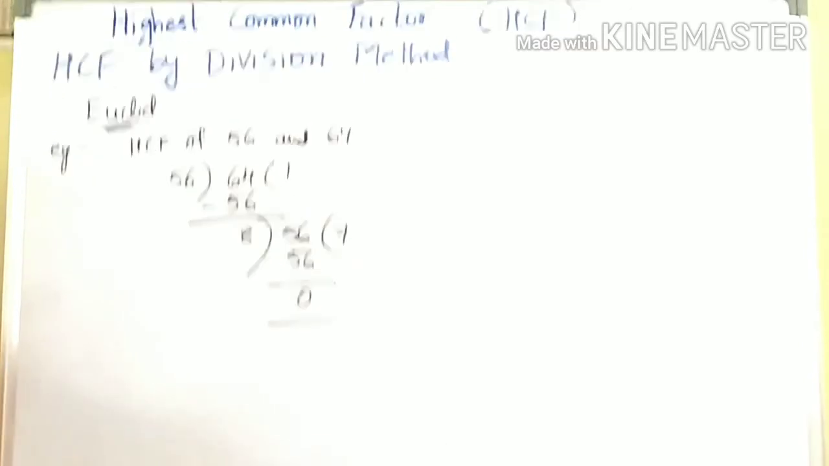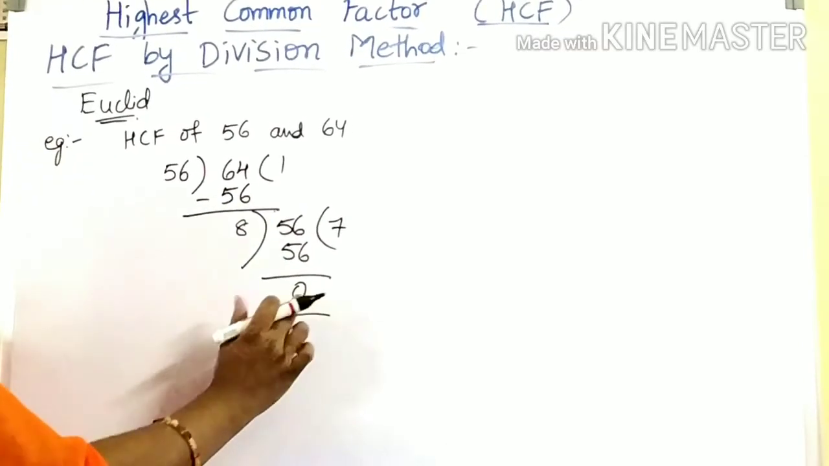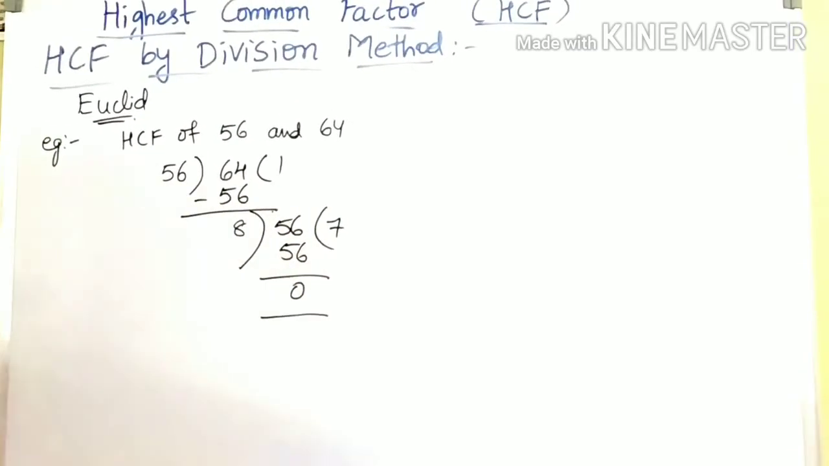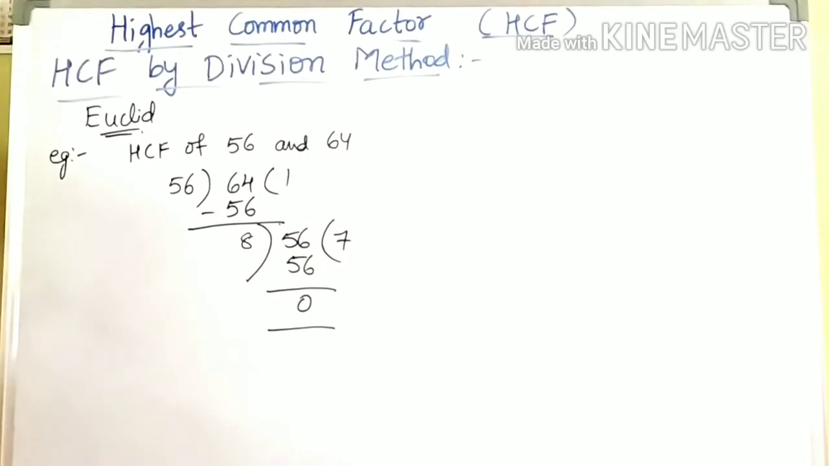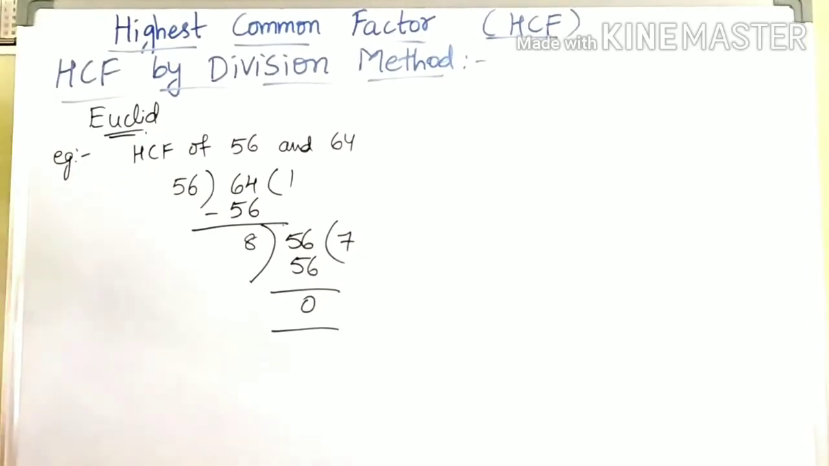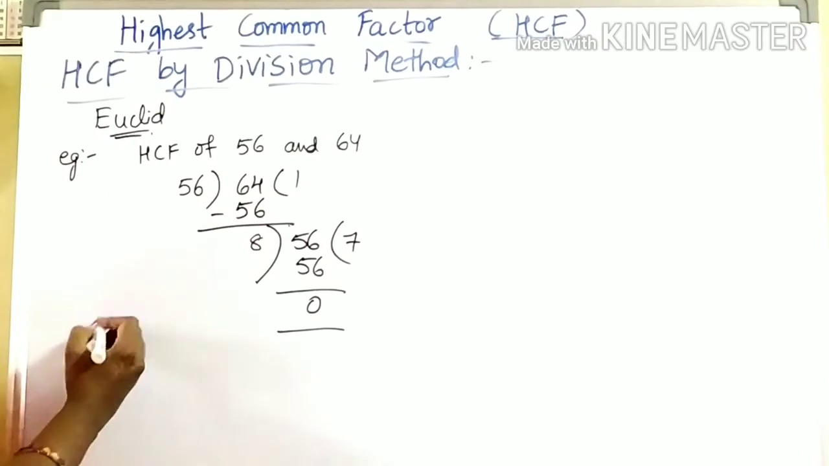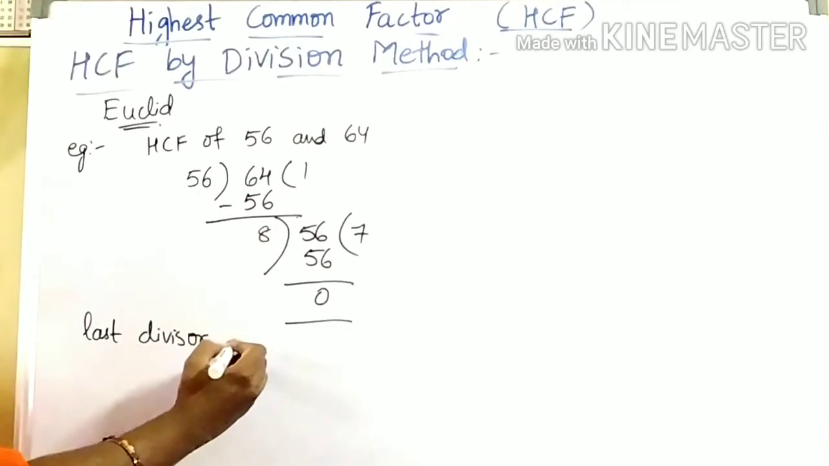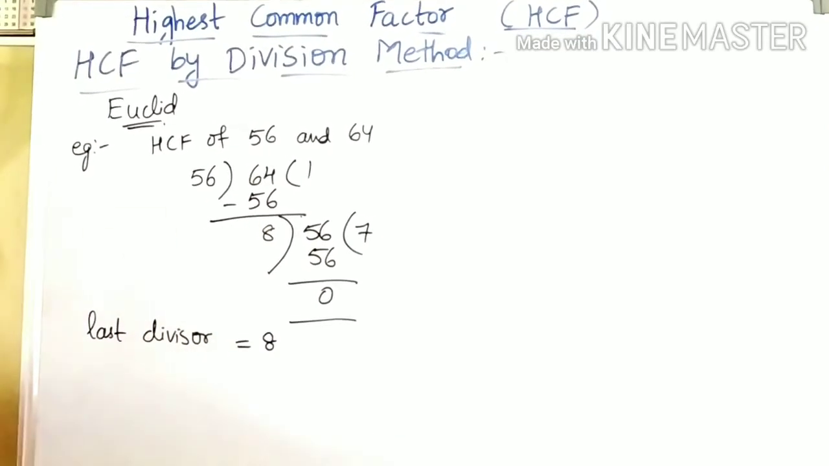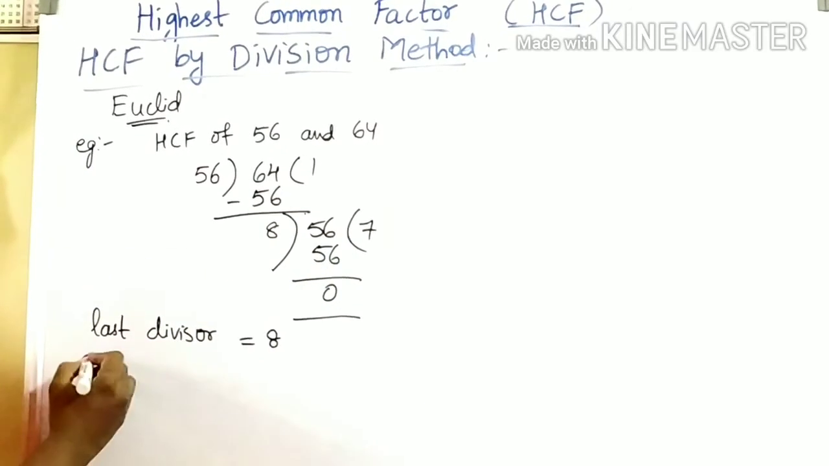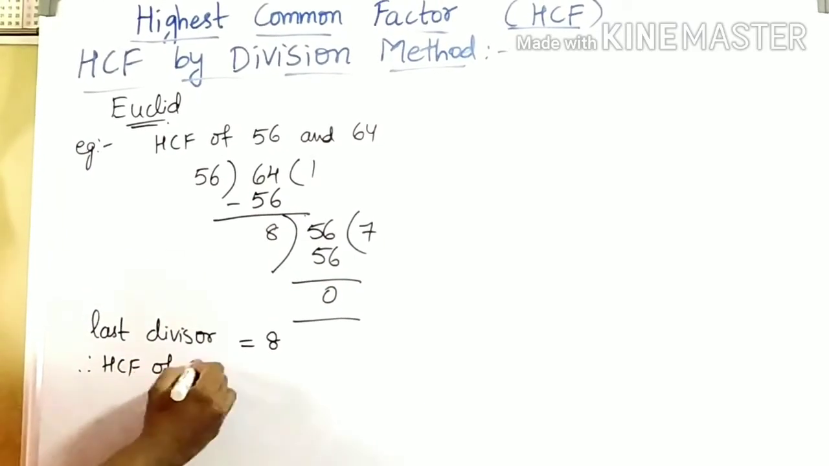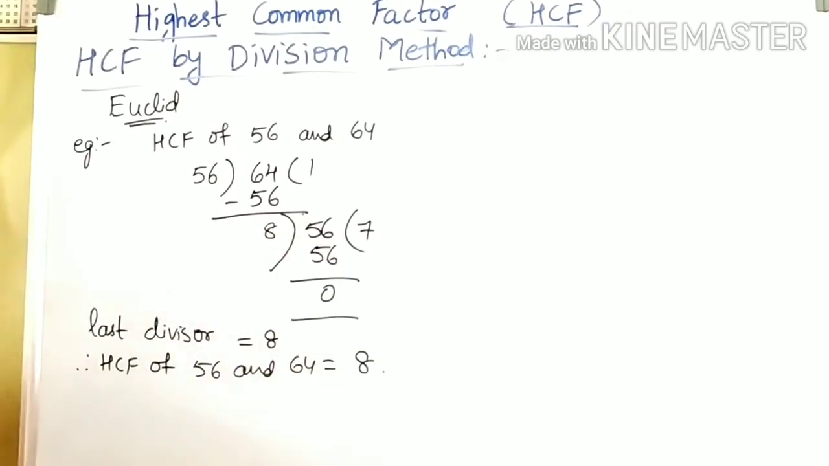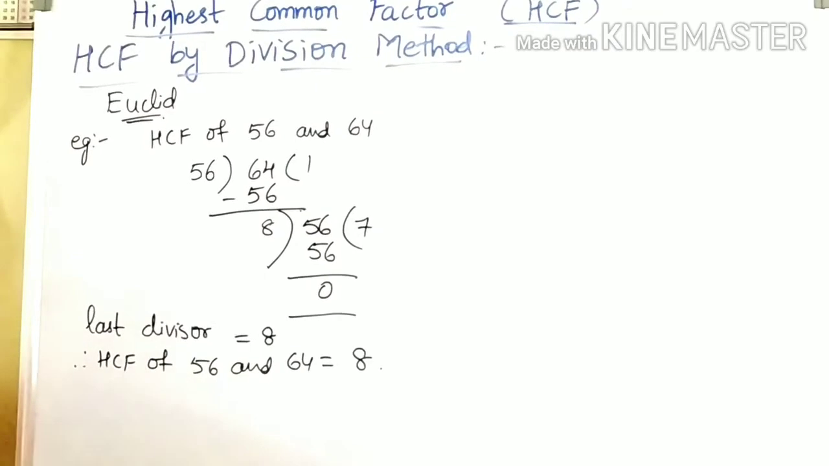We have to divide until the remainder is 0. Suppose if you got another remainder, then this will become the divisor and the previous divisor will become the dividend. So the last divisor is the HCF of the numbers. Here you got 8 sevens are 56. So what is the last divisor here? Last divisor is nothing but 8 and the remainder becomes 0, right? And therefore HCF of 56 and 64 is nothing but 8. So this method is useful to find the HCF of large numbers.